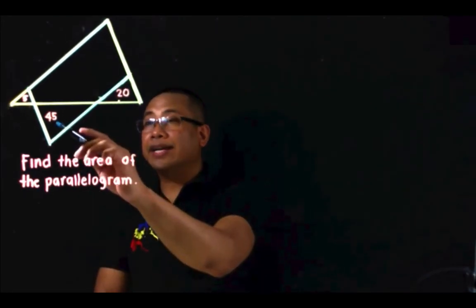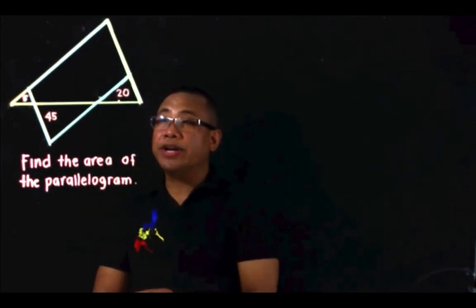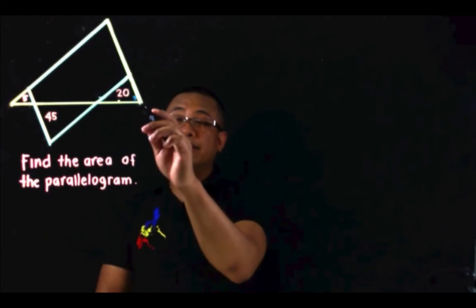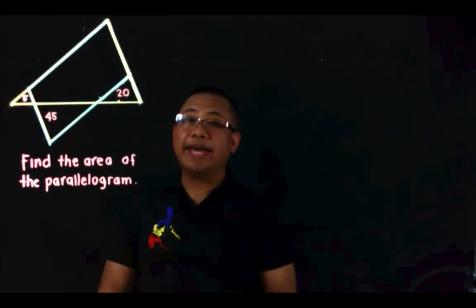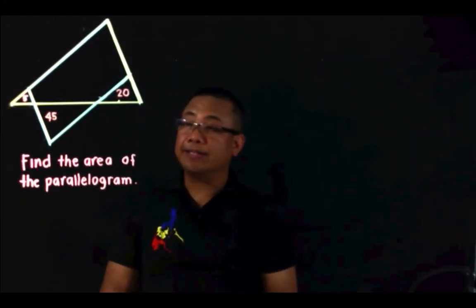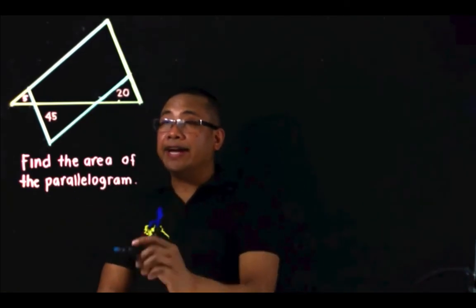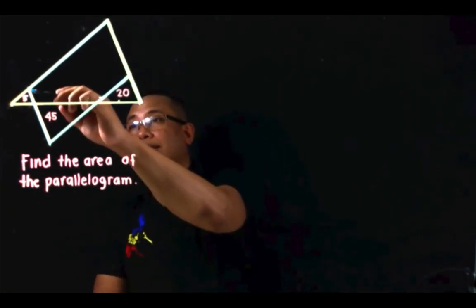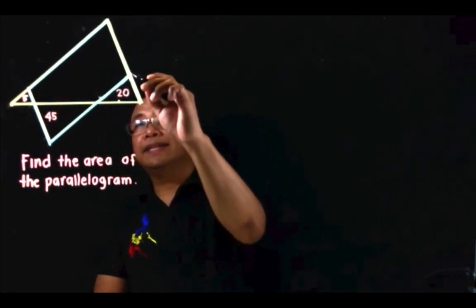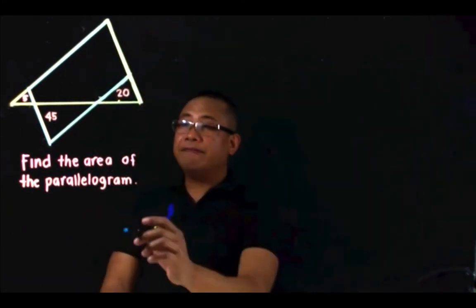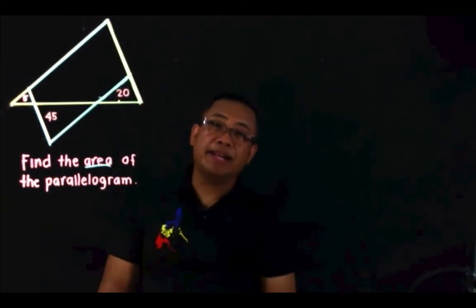We have this triangle with an area of 5 square units. We have this other triangle below with an area of 45 square units. And finally, we have this third triangle with an area of 20 square units. And our goal is to find the area of the parallelogram. So the parallelogram is this part. So how do you find the area of a parallelogram?